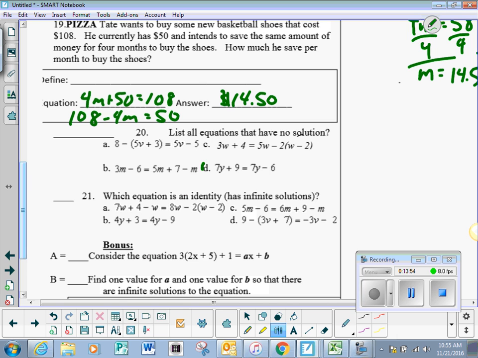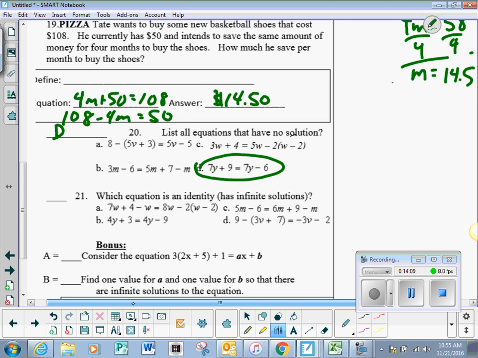This one has no solution. D. That was obvious, right? Okay. What others do you think have no solution? Raquel? A and C. Okay, let's test it.